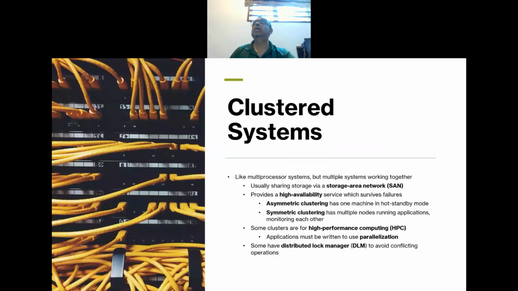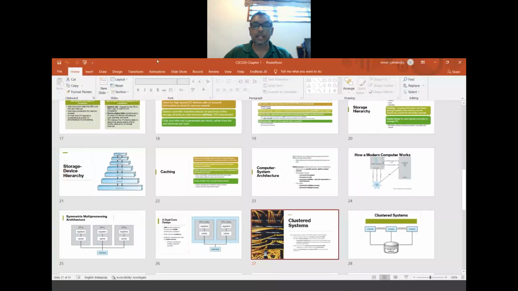I think that's enough for today because I have something else to do. We will stop here at slides 27 and 28, and we will continue next class. In the next class, we will continue until the end of chapter 1.